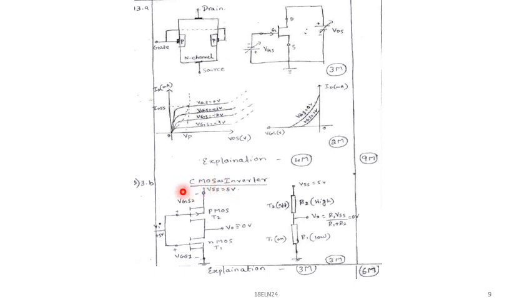Then second question 3b is a CMOS inverter. The CMOS inverter and circuit diagram. This is a circuit diagram for CMOS inverter. You have to mention it correctly. And here I am using MOSFET. One is N-channel MOSFET, other one is P-channel MOSFET. So this is for your P-channel PMOS, and this is NMOS.